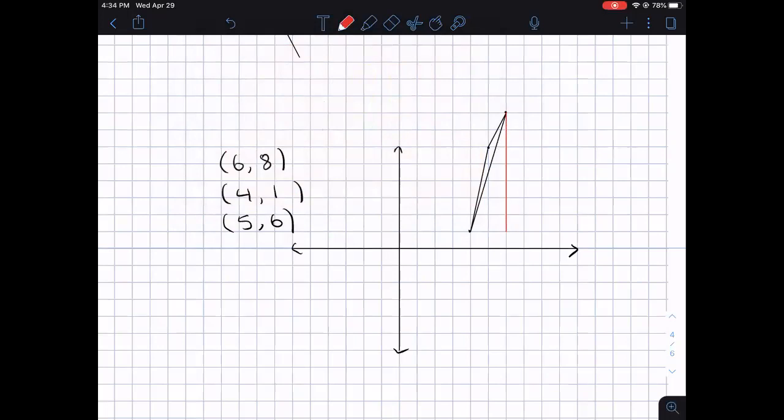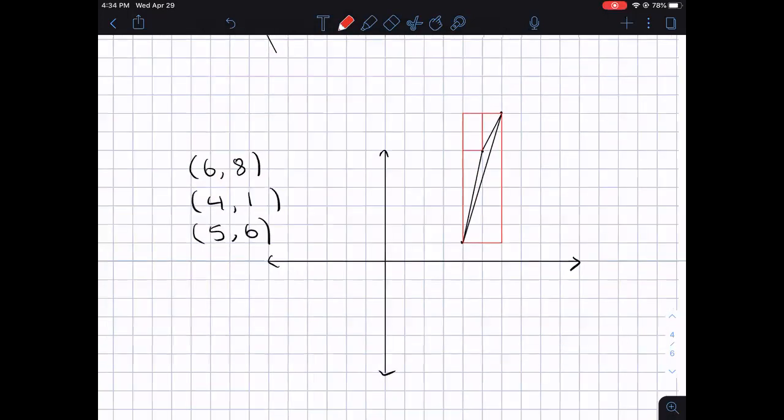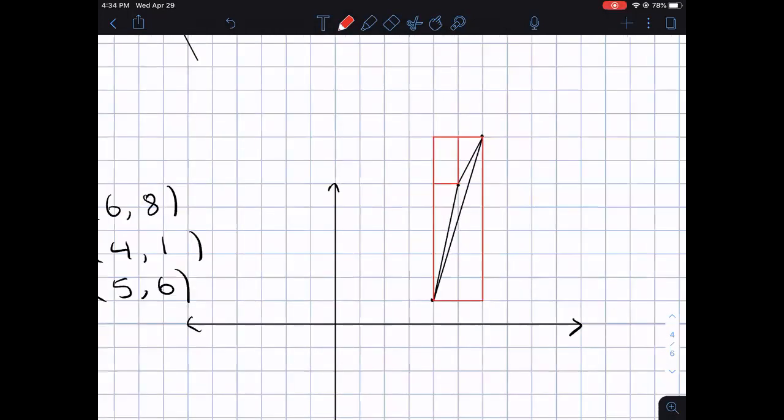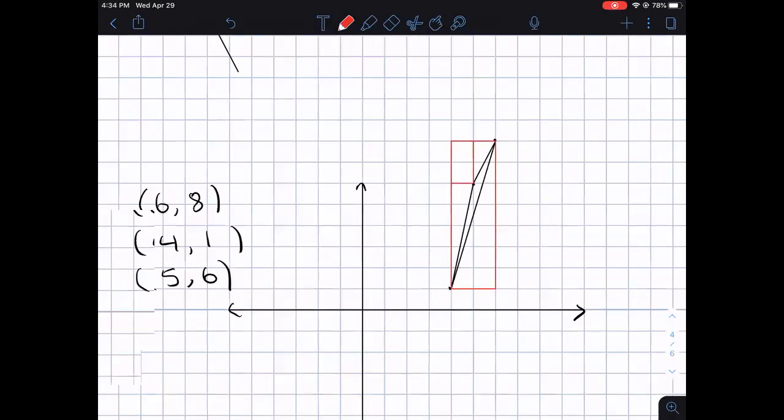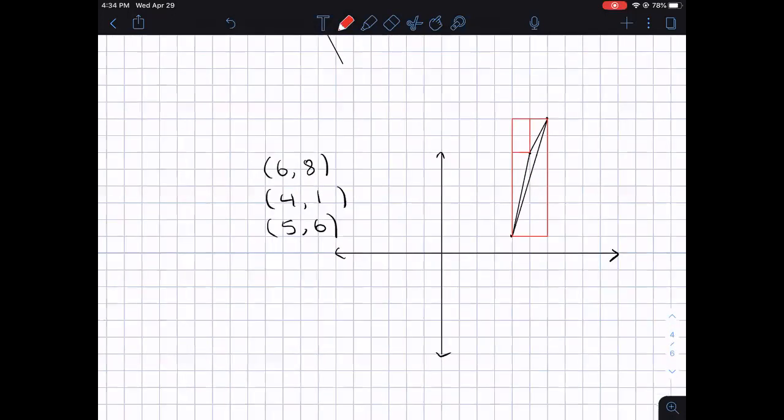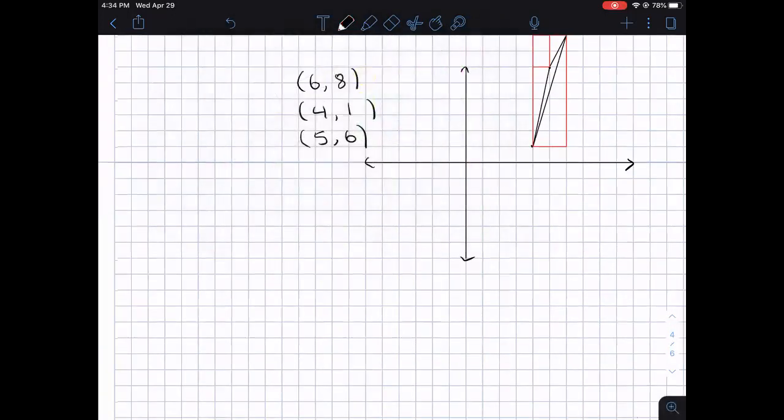You draw like a rectangle around it. Then you can compute areas of these rectangles and triangles. Then just subtract it. Yes, it's the rectangle thing. And it's kind of annoying and just a lot of work. So there's a really quick formula to compute this.